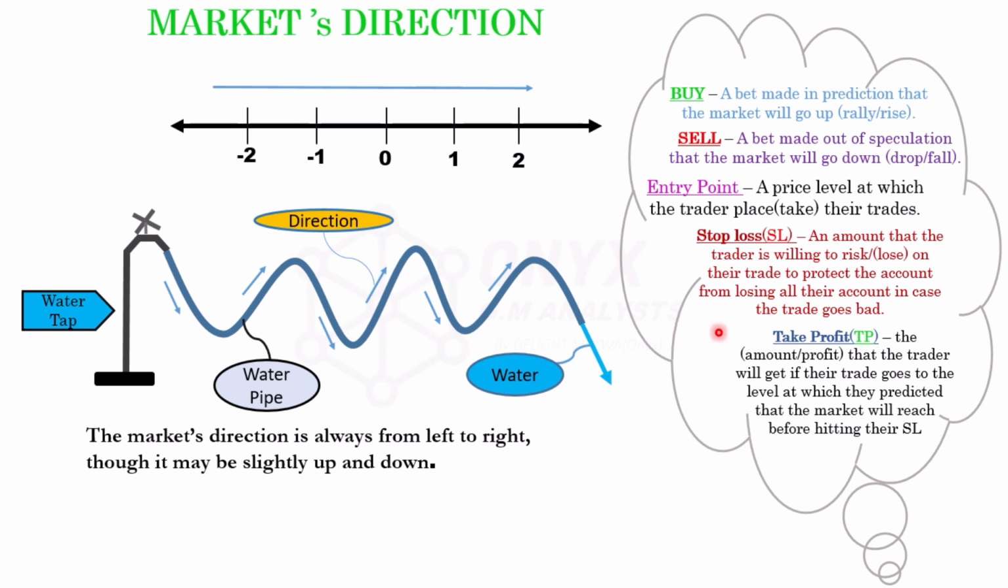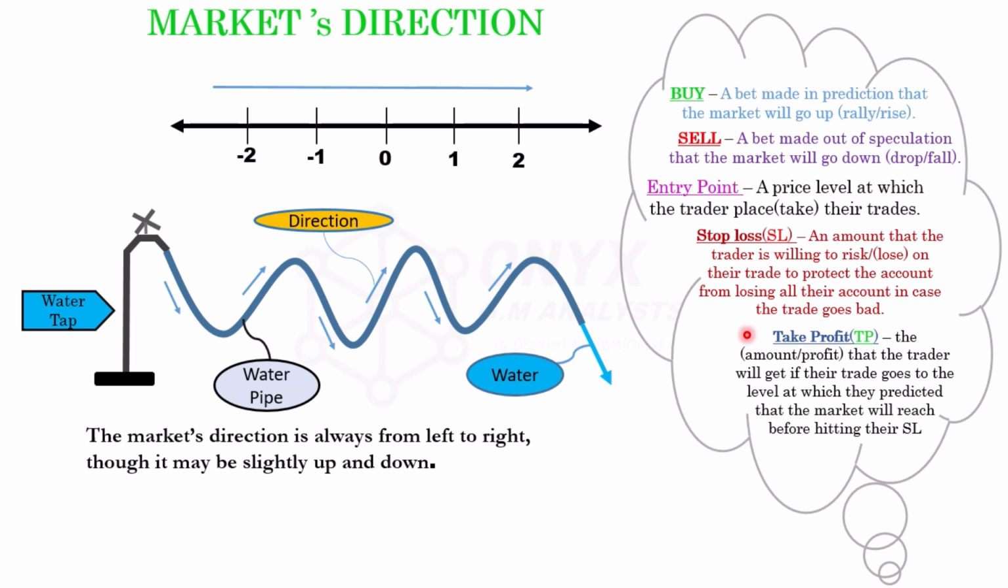And then, of course, we have a term called take profit, TP. Let me say it, reading what is written here. The amount or profit that the trader will get if the trade goes to the level at which they predicted that the market will reach before hitting their stop loss.